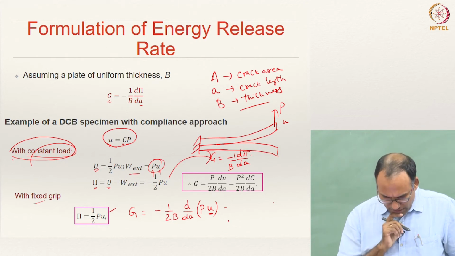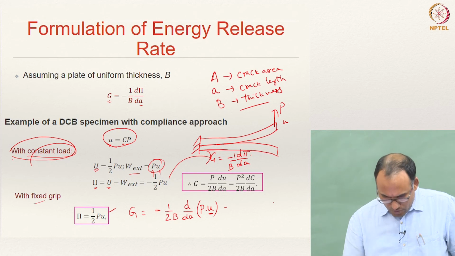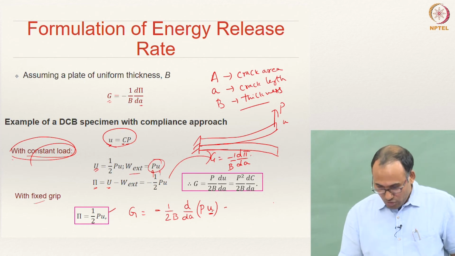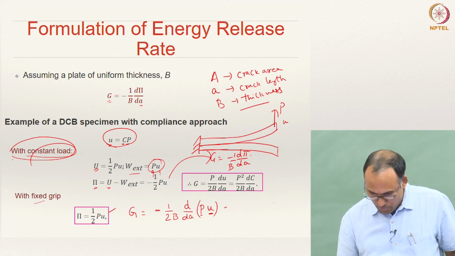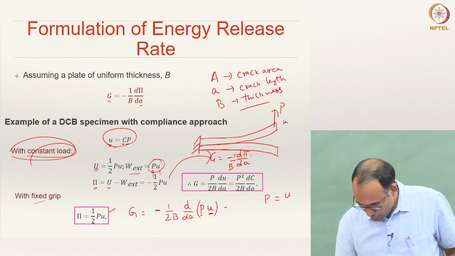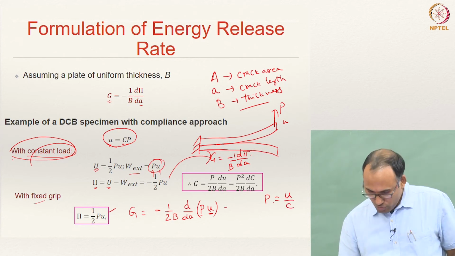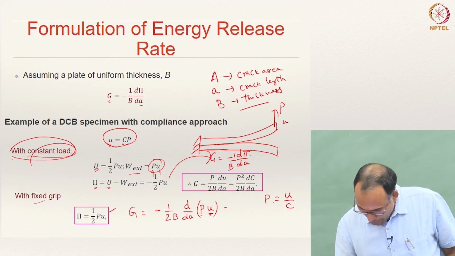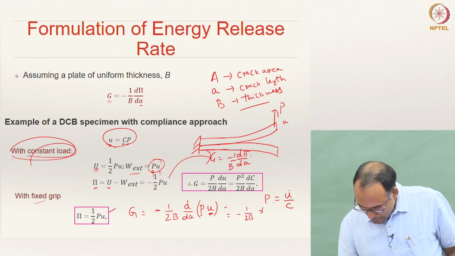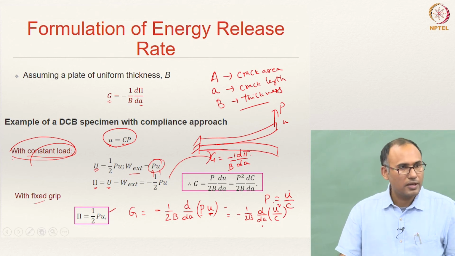Wait a moment, I think I made a mistake somewhere. Yeah, minus is there. Yeah, displacement is constant. So, P should be written in terms of the displacement, because we have to find the derivative with respect to A. So, I can write P equal to U by C. Everything, instead of having it in terms of U, I am writing in terms of P equal to U by C. So, that is equal to minus 1 by 2B d by dA of U square by C. Agreed?